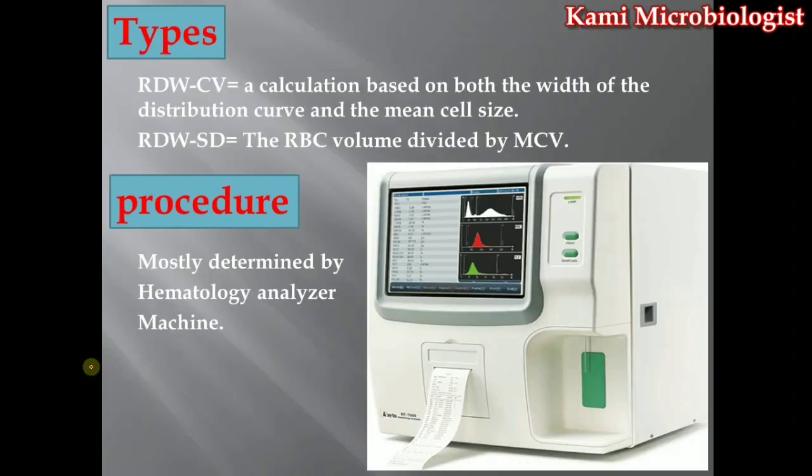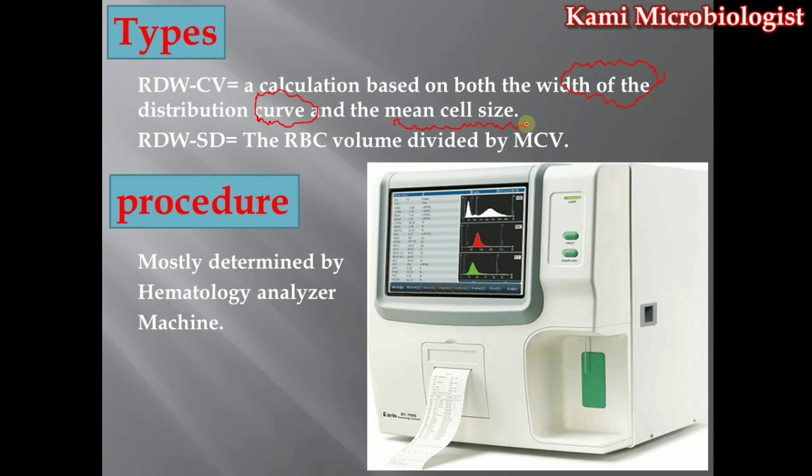Then we have the types of RDW. As we talked, there are two types of RDW: one is RDW-CV and second is RDW-SD. RDW-CV is especially important to find out the width of the RBC, their distribution, as well as their curve. We can find out the RBC width and their distribution by the curved line, and due to RDW-CV we can also find out the mean size of the RBC as well.